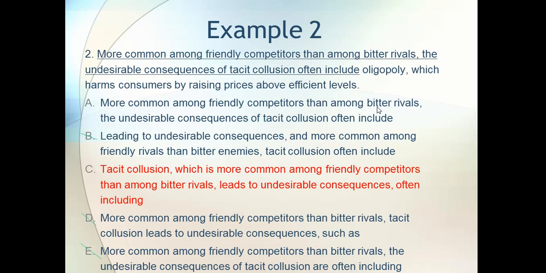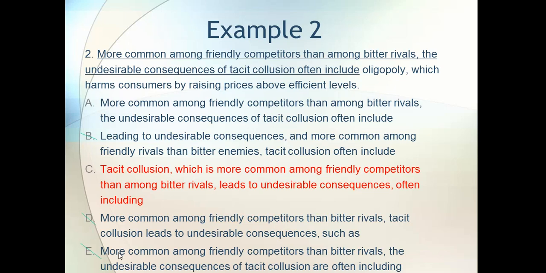So you are comparing similar parts of a sentence. Here you're not comparing similar parts of the sentence. Among friendly competitors, A, bitter rivals, leaves out "among." So this is definitely wrong. So immediately you eliminate D as a possibility. Let's go to E: more common among friendly competitors than bitter rivals. Again, the same mistake. Among friendly competitors than bitter rivals, it should be "than among bitter rivals," right? So immediately you eliminate E also. So D and E are eliminated.